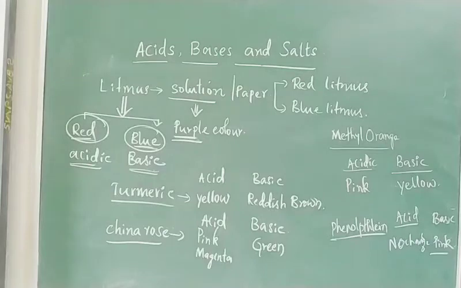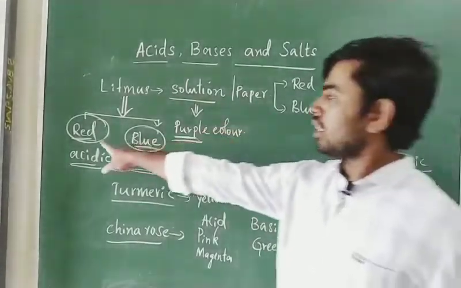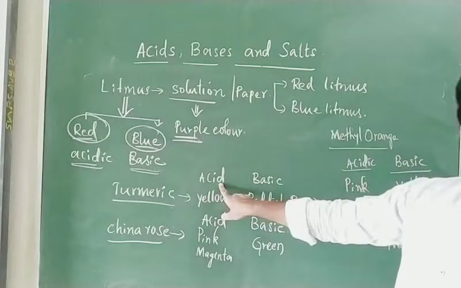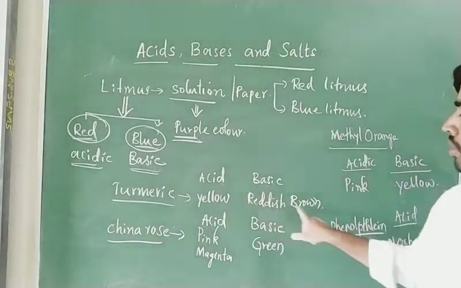Okay, this is about the indicators. Litmus paper: red in acidic medium, blue in basic medium. Turmeric: yellow in acidic medium, no change or yellow. Basic medium means reddish brown color.